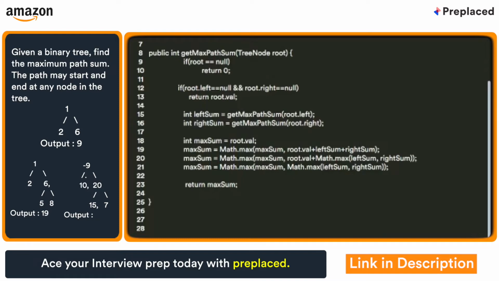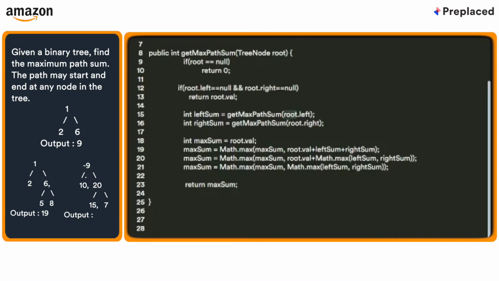So yeah, first I'll pass 1. So 1 goes here. Now it is not null. It has left and right, not null. It will go here. Then it will call left, which means it will call 2.